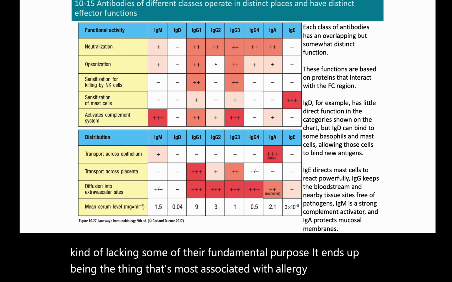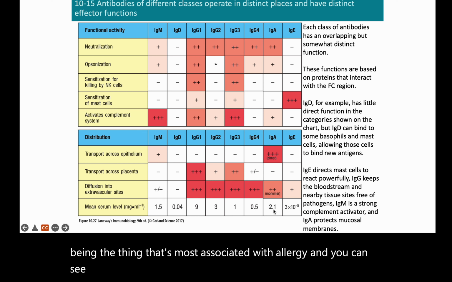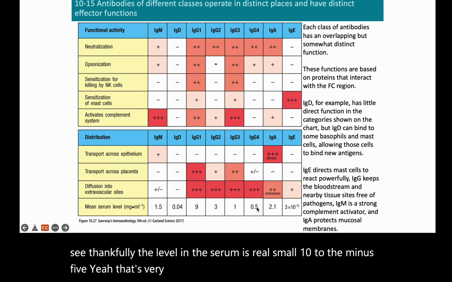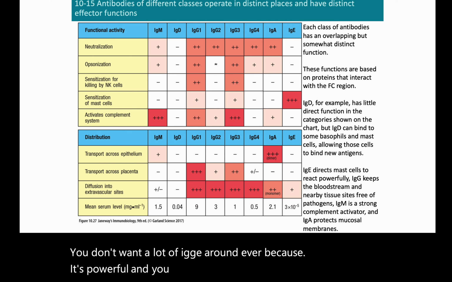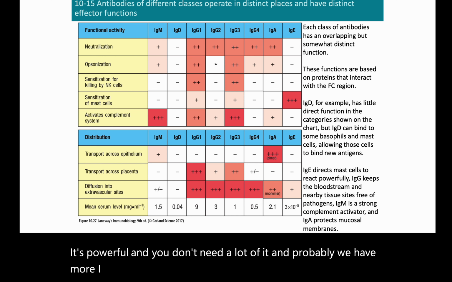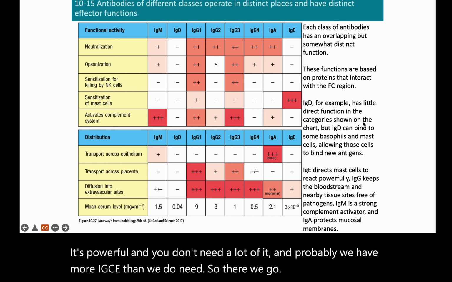And you can see, thankfully, the level in the serum is real small, 10 to the minus 5. Yeah, that's very, very small compared to all these other ones. So you don't want a lot of IgE around ever because it's powerful, and you don't need a lot of it, and probably we have more IgE than we do need. So there we go. And I summarized a little bit of that at the side.